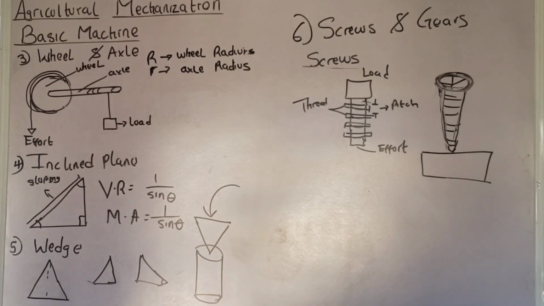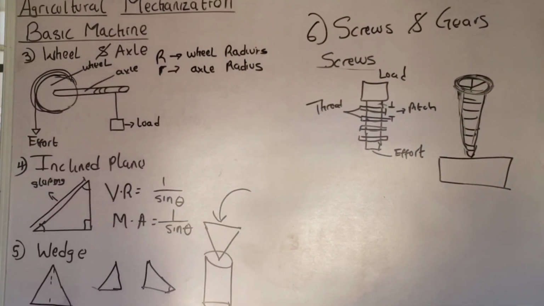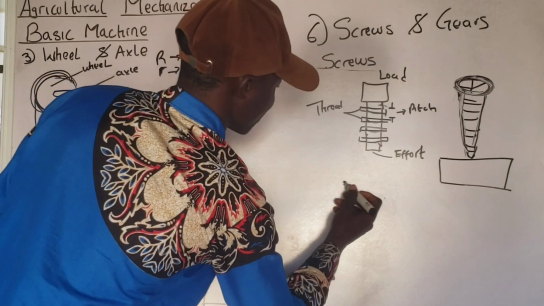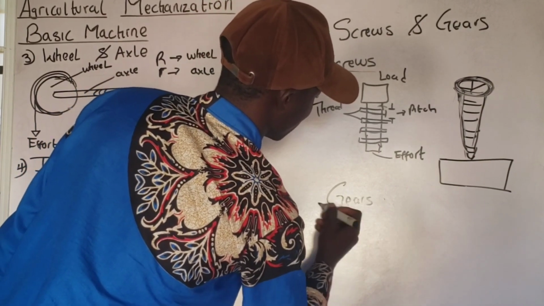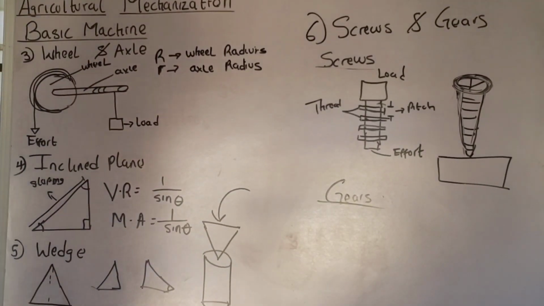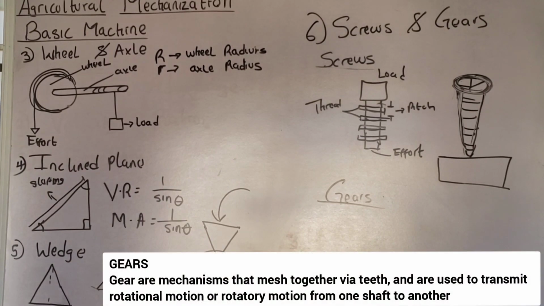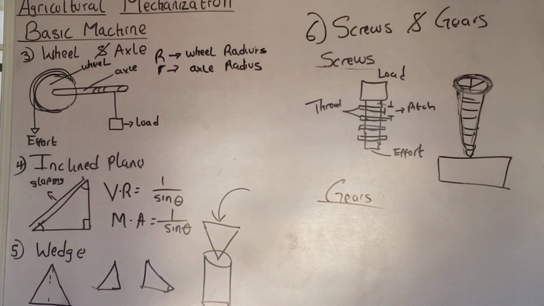Okay, so now let's move to gears. Let's talk about the gears. Gears are mechanisms that mesh together via teeth and are used to transmit rotational motion or rotatory motion from one shaft to another. Take note of that. They are mechanisms that mesh together via teeth and are used to transmit rotational motion from one shaft to another.